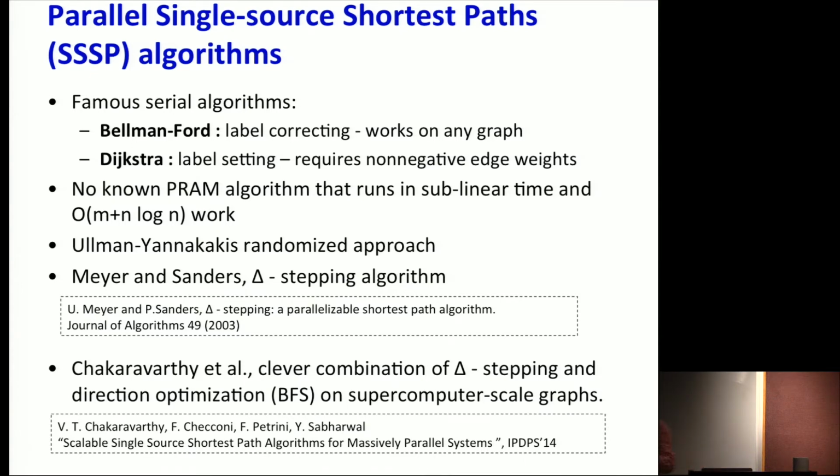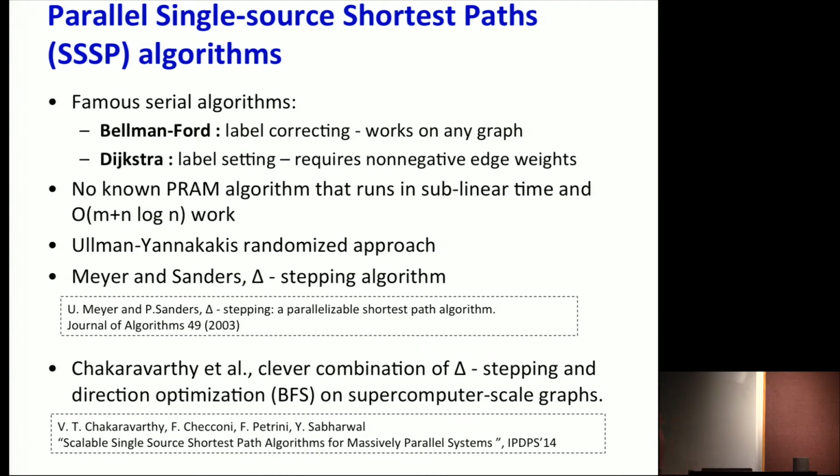So what's the single source shortest path problem? Contrary to the conventional wisdom, it's not a path from one vertex to the other. It is a single source to every other vertex in the graph that is considered a single source shortest path.